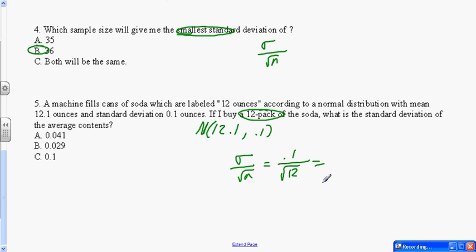Again, I'm sorry for that noise. 1 divided by root 12 is 0.029. So this ends the how-to video for practice quiz 11.